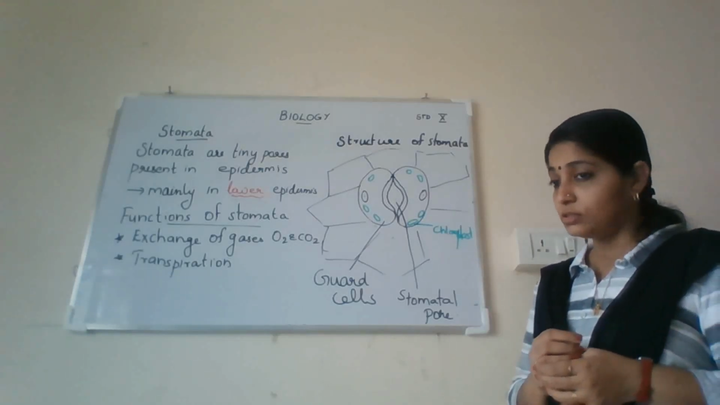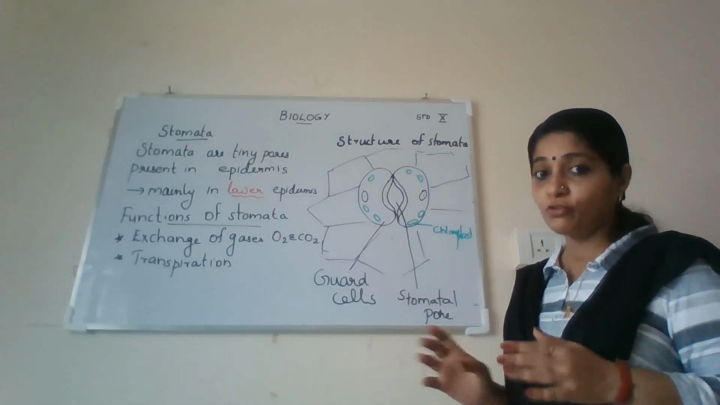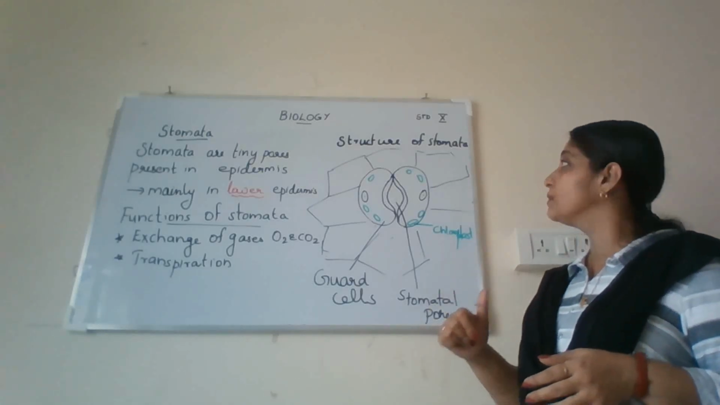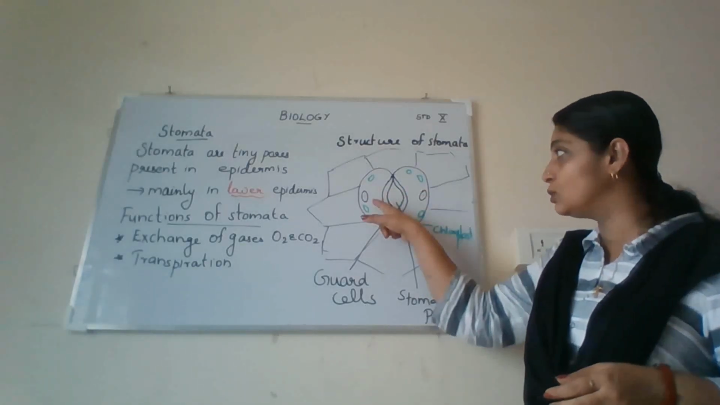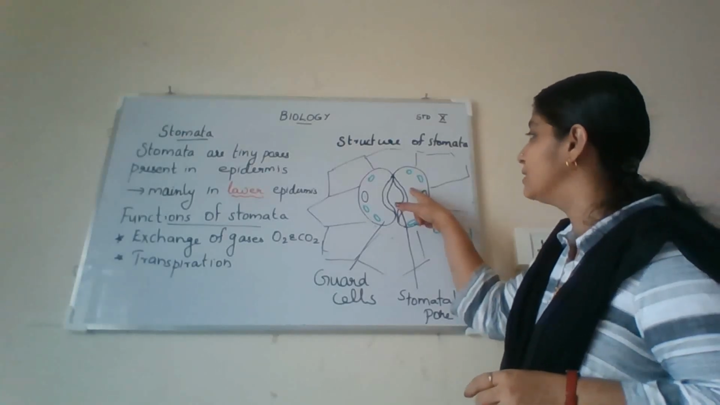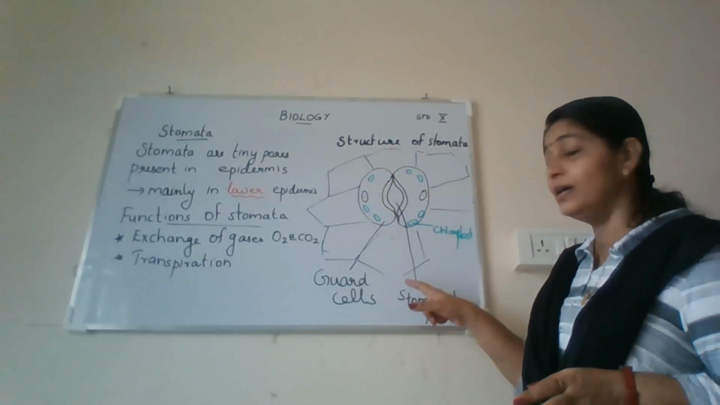Now we will see the structure of stomata. Sometimes you may get a diagram. You may have to draw the diagram for your exam. Structure of stomata. So stomata actually involve guard cells. These two cells are called guard cells. Kidney shaped or bean shaped cells called guard cells, and surrounding cells are epidermal cells.